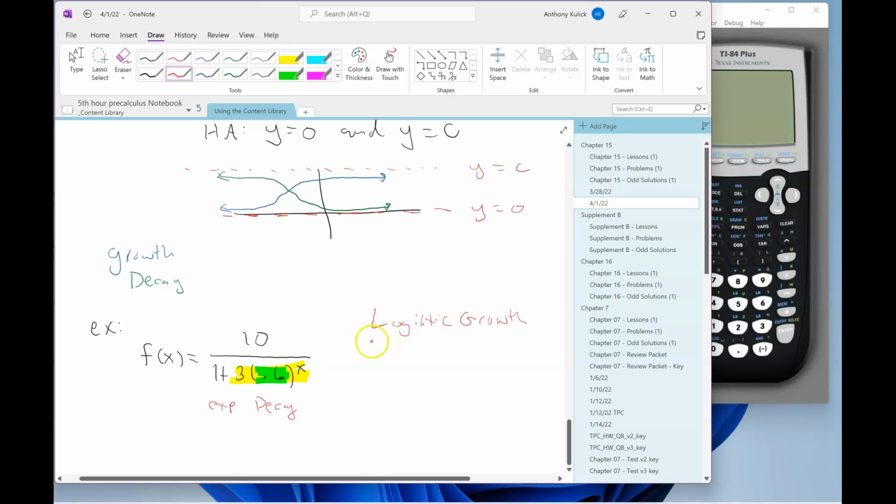What are the asymptotes here? All logistic functions have a horizontal asymptote at 0, and then again at c. What's the c in this equation? The numerator, which is 10. Everybody's cool with that? Okay.